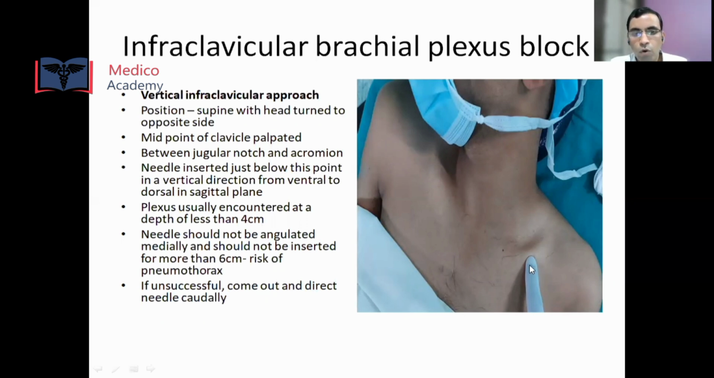The plexus is usually encountered at a depth of around 4 centimeters. The needle should never be angulated medially and should never be inserted for more than 6 centimeters. It increases the risk of pneumothorax. If the needle placement is unsuccessful, we should come out and direct the needle caudally.